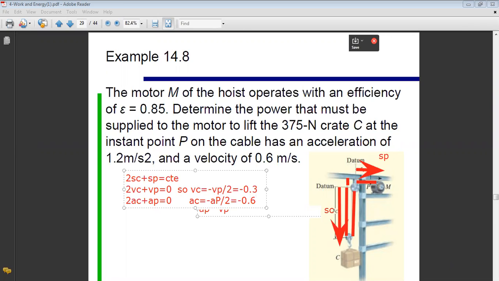So it's accelerating but upward, okay? This is why it's negative. You have VC negative and AC negative, so their product is positive. This means that you have acceleration, okay, but upward acceleration. So now we know the information about acceleration of C. What they want us to find is the useful power at this instant, okay.